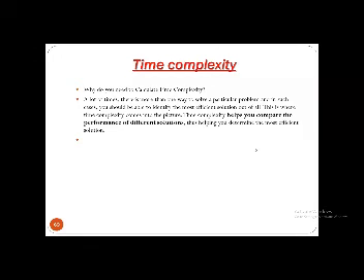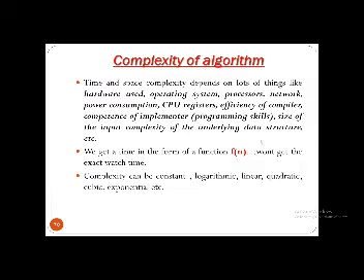The time complexity helps you to compare the performance of different solutions, thus helping you to determine the most efficient solution. This we have already discussed, on which factors the time and space complexity depends, right? Like hardware, operating system, the network, and so many things.